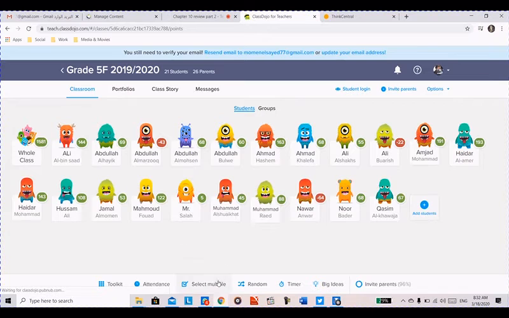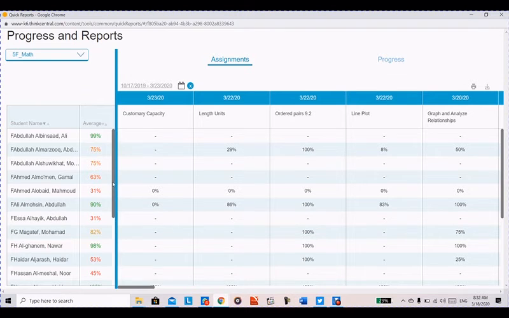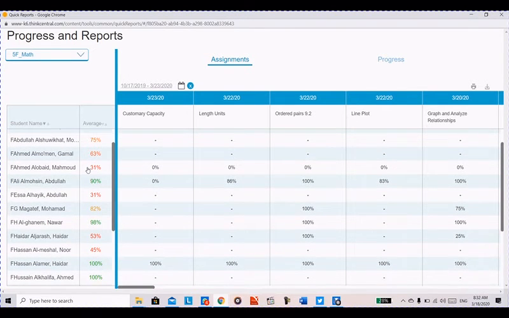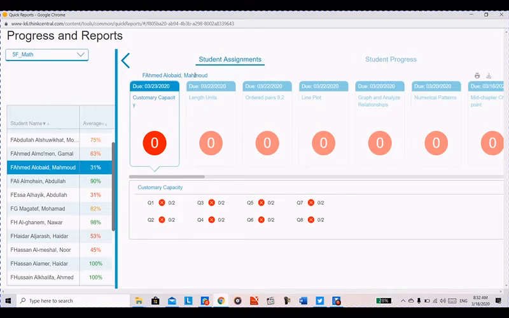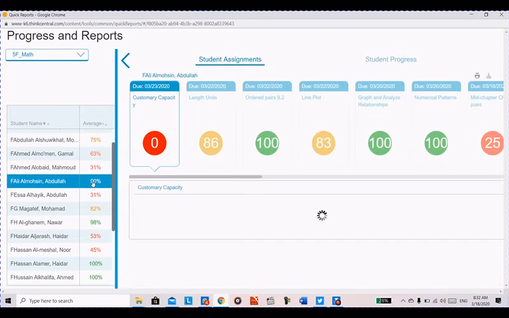5F. We have here Abdullah Marzouk. Okay, next, the same idea. Okay, Mahmoud, you did the homework but you didn't answer any question, so you got 0 on all of your online assignments. You have to answer the questions and press the button turn it in. Okay, guys?